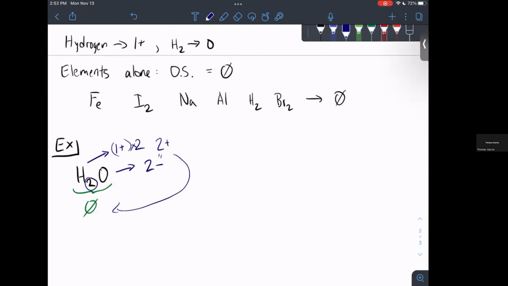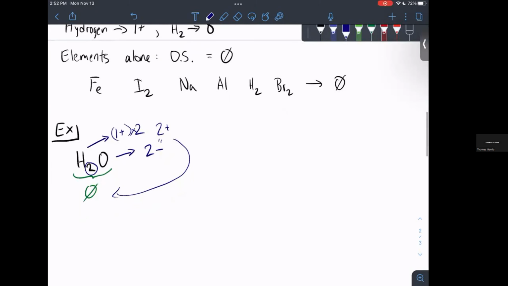Cool, we've recognized them. We're going to move on to something a little bit harder. So now let's try SO2, sulfur dioxide. In sulfur dioxide, once again, I notice that the overall charge is 0 because I don't have any charge up here. So we're going to start off with our rules.